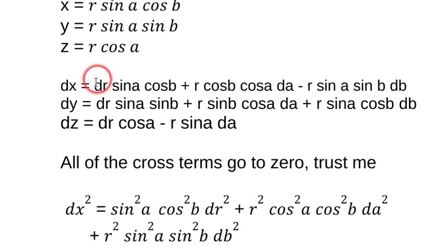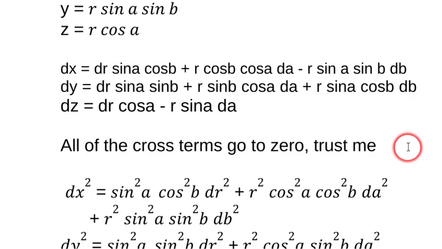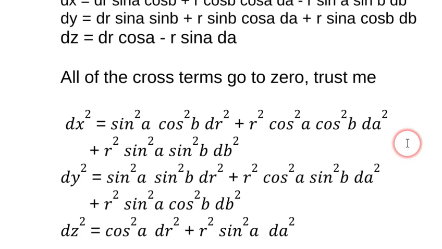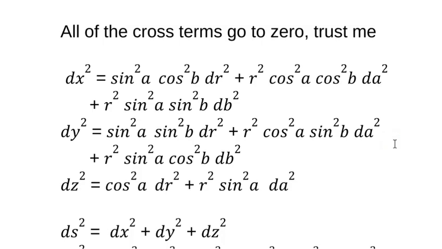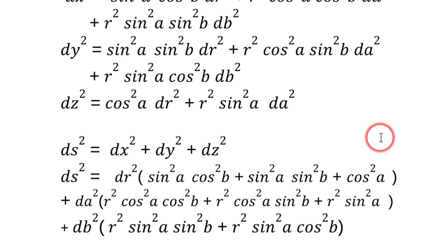All right, so I take this first one, I square it. I get dr squared, sine squared A, cosine squared B. I square that one: r squared, cosine squared A, cosine squared B, dA squared, et cetera. I just keep doing this. So now I have this. Now what I've got to do is add all these together, and at the same time gather up the similar terms. So I have a dr squared, dr squared, dr squared, and I'm going to do it like this: dr squared times this expression, dA squared times this expression, dB squared times this expression.